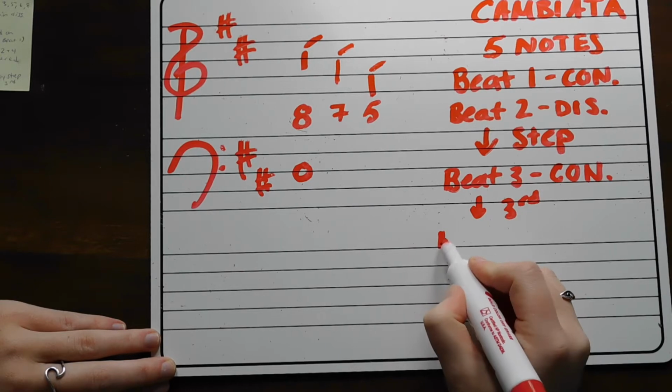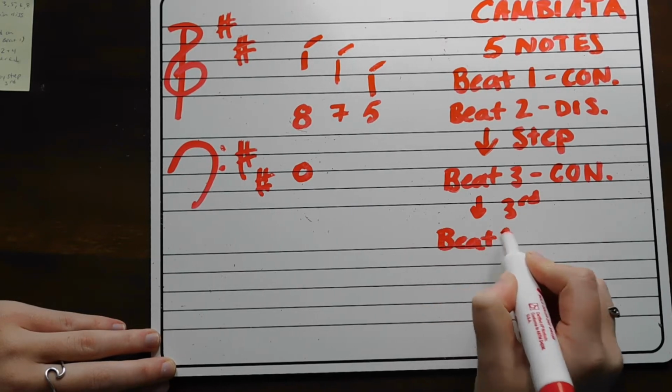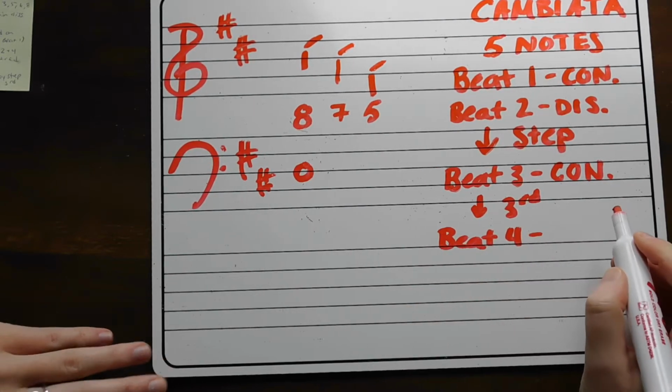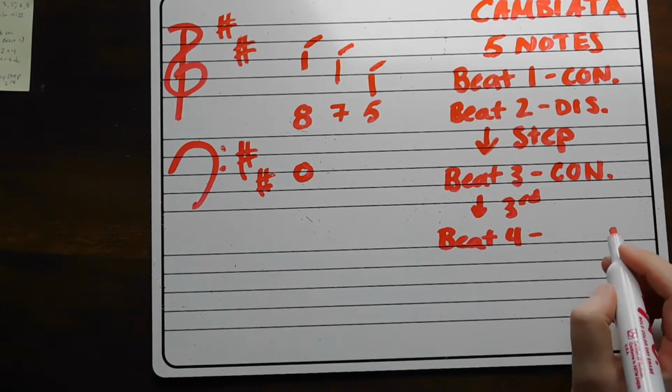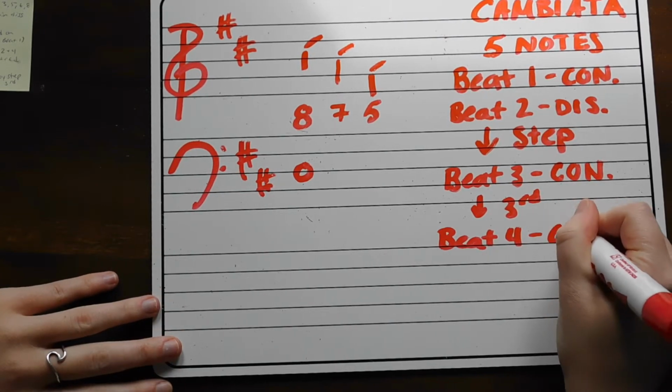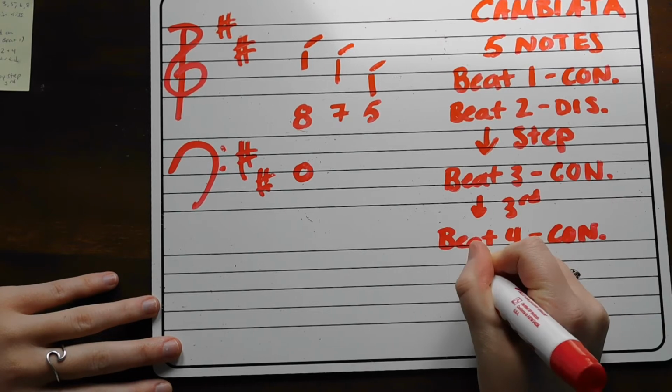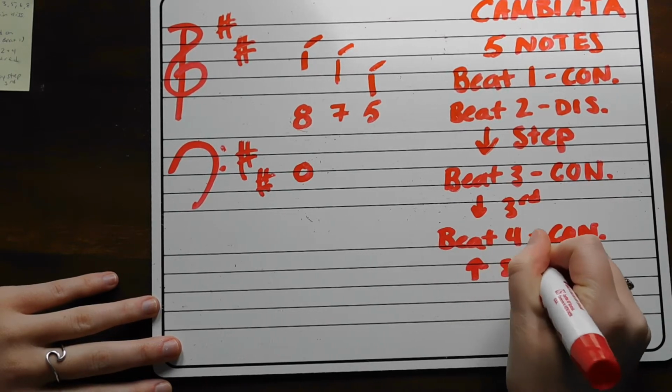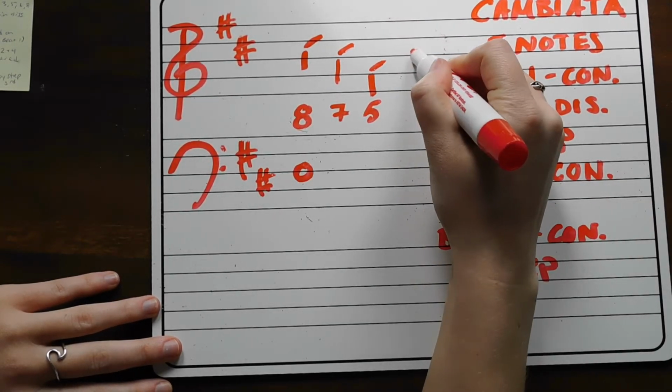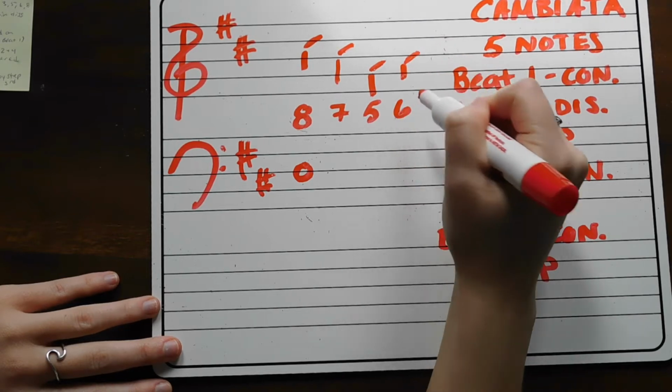All right, and then we have beat 4 in the pattern, and that's going to be a step up, and this has to be consonant. Okay, so up by step, and we're going to go up here to a B, and that's consonant, it's a 6.